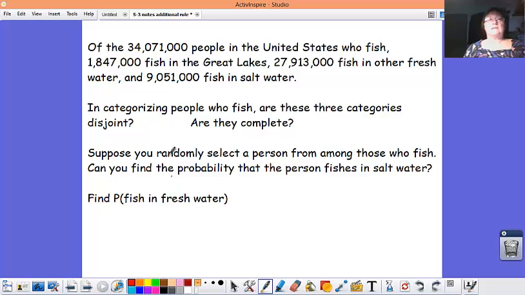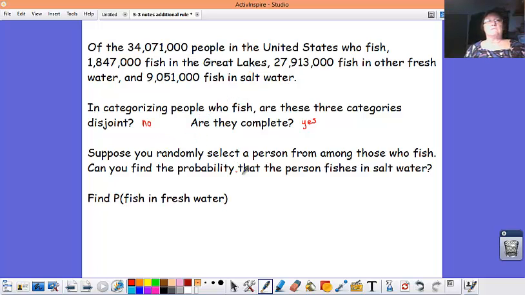As you're categorizing the people who fish, are these categories, fish in the Great Lakes, fish in other freshwater, and fish in saltwater, disjoint? And the answer would have to be no. They're not disjoint because there has to be overlap if these add up to more than 34 million. Are they complete? And I think you could say yes here, because when you get fresh and salt, you've got complete categories. So yes, we've accounted for everything, but no, they're not all separate, because of course the Great Lakes are also other fresh water.